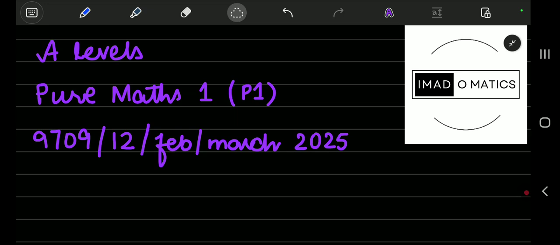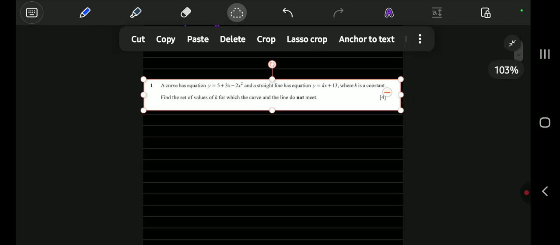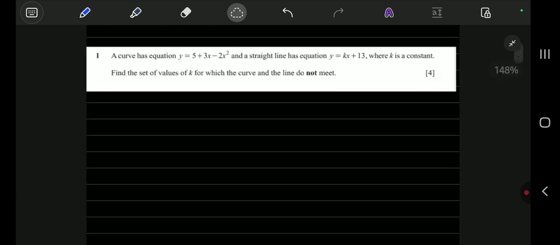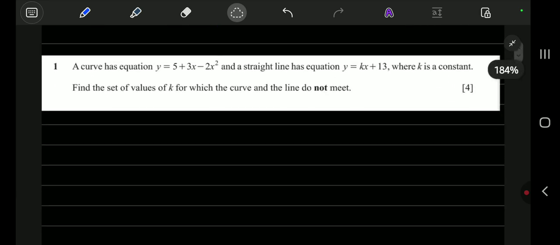Today the paper we are going to solve is for pure maths, paper code 9709, variant 12, February March 2025. Okay, so let's begin. So starting with question 1.